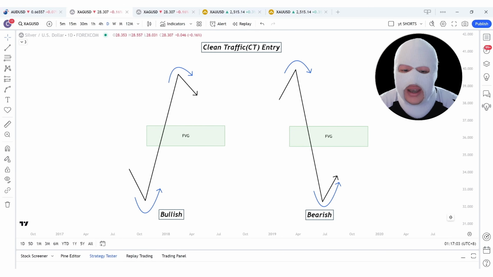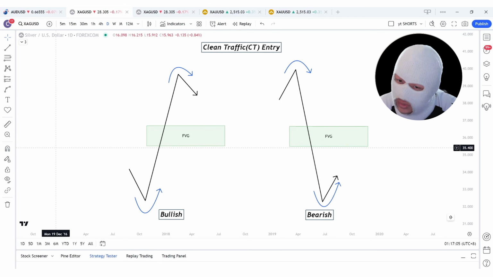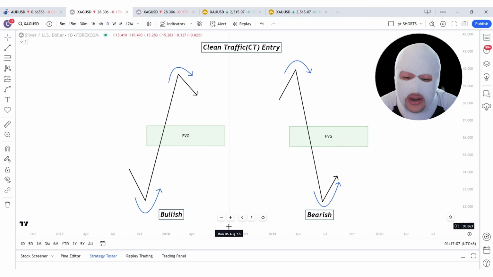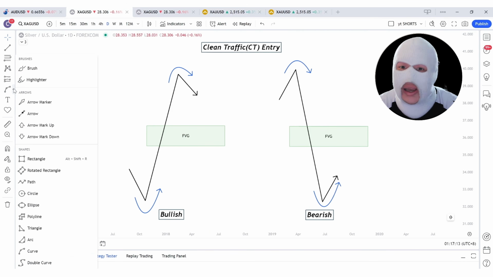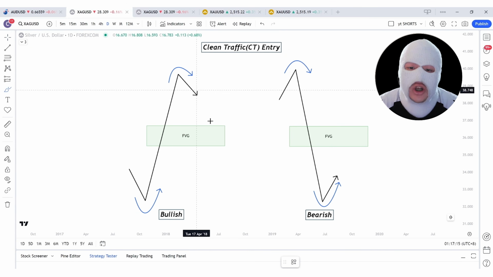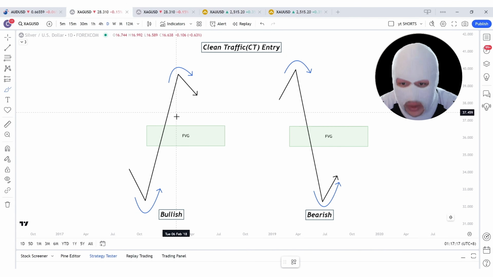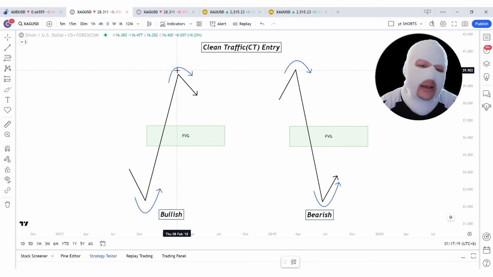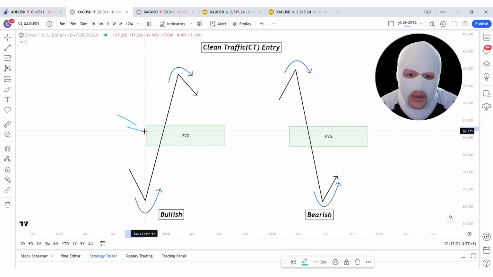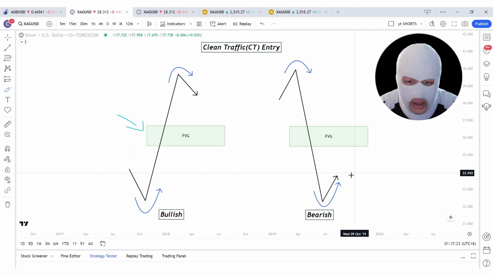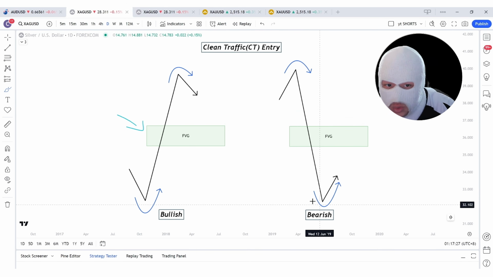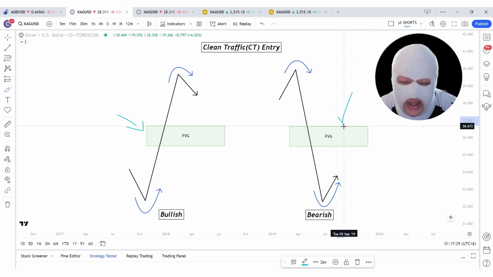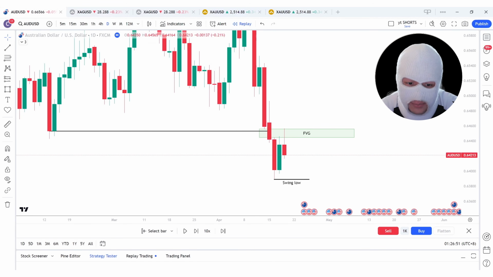Now, this time frame alignment is something you see all over my channel, with the exception of the word CT. Now, what in the hell is CT? CT stands for clean traffic. Bullish clean traffic is where we have a swing low to a swing high that contains a fair value gap in between. A bearish CT is where we have a swing high to a swing low that contains a fair value gap in between once again.